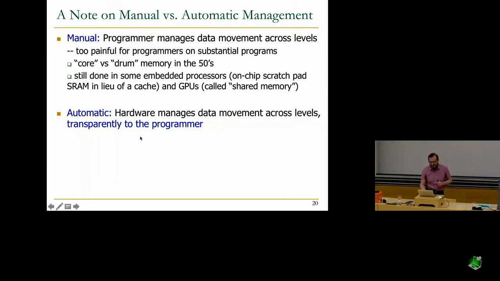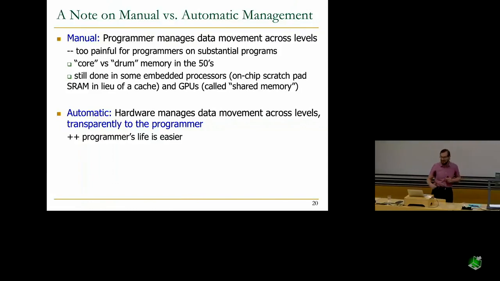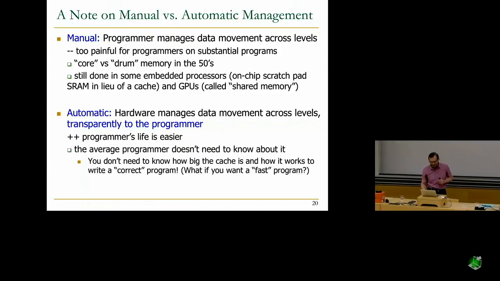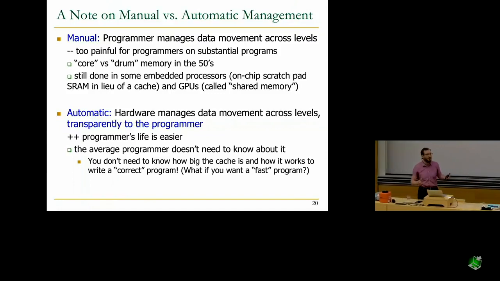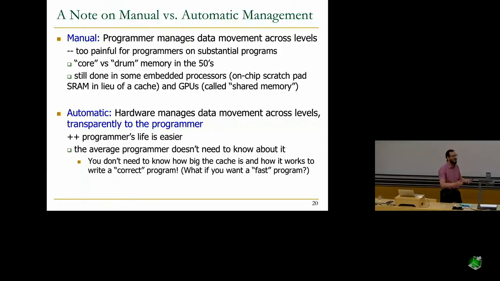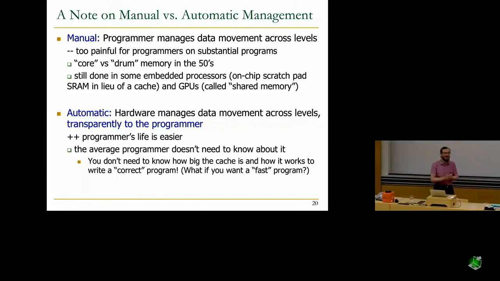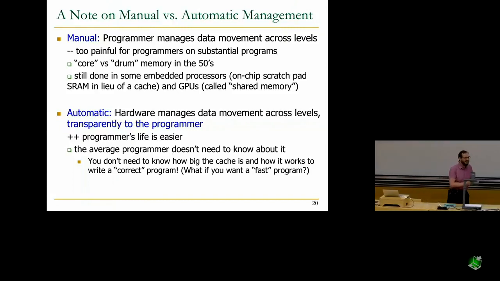Okay, automatic management. This is the predominant way of actually designing caches in general purpose processors. And the big plus is programmer's life is a lot easier in this case. The average programmer doesn't need to know about it. Basically, you don't need to know how big the cache is and how it works to write a correct program. But if you really want to optimize your program, if you really want to have a fast program, you'd better know about how big your cache is, as well as what kind of algorithms are used to actually move data into the cache by the hardware.